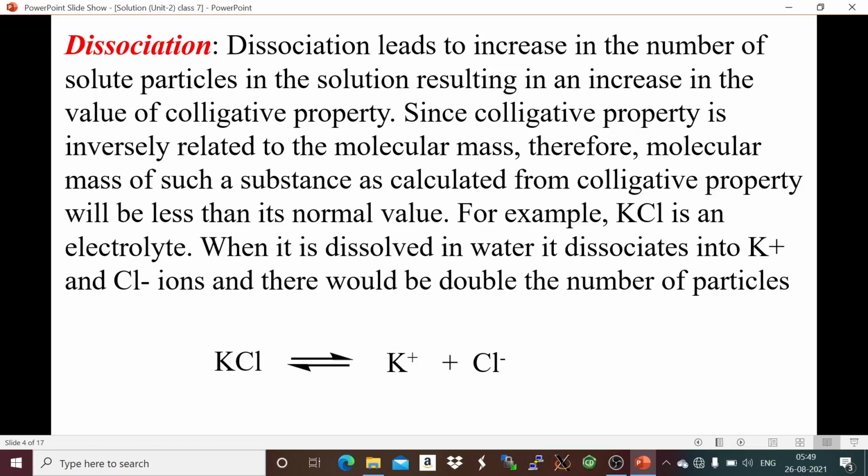So this is due to dissociation. Due to association, the number of particles decreases. Due to dissociation, the number of particles increases. And the number of particles is directly related to colligative properties. So this abnormal molar mass is observed due to association and dissociation of the solute particles in a particular solvent. If the solute molecule undergoes association or dissociation in the solvent, we will get an abnormal molecular mass.